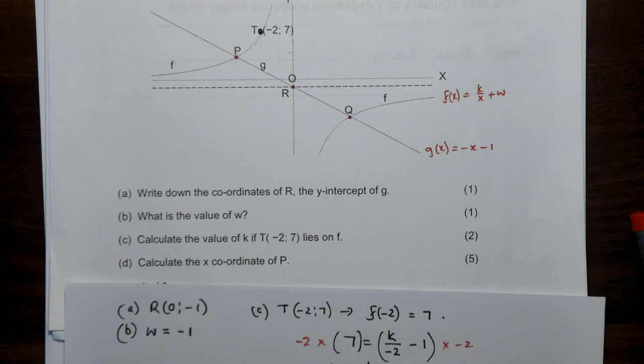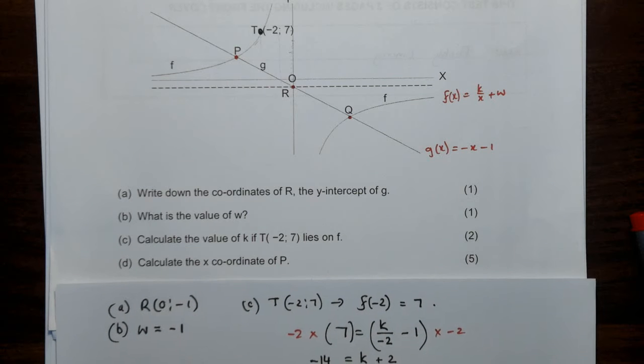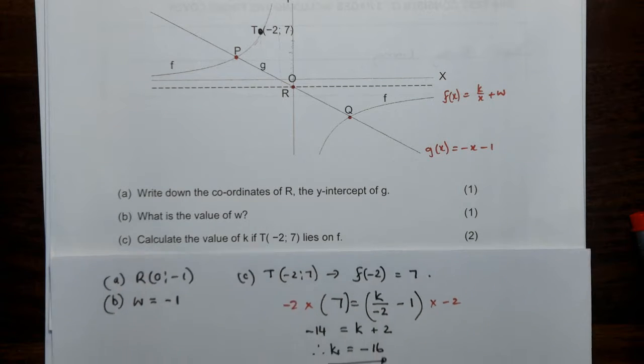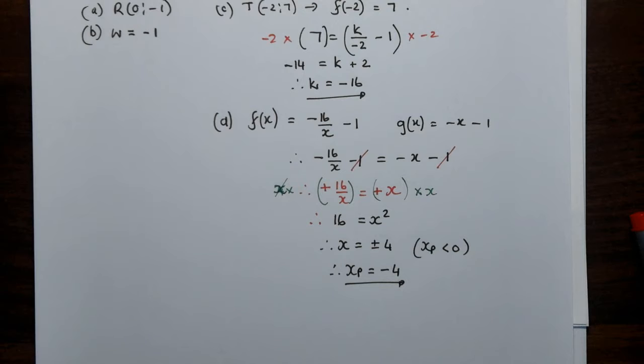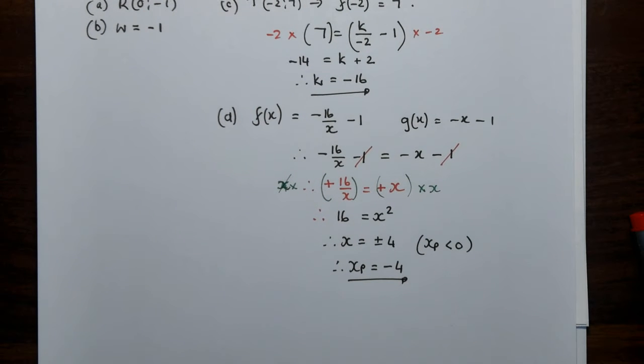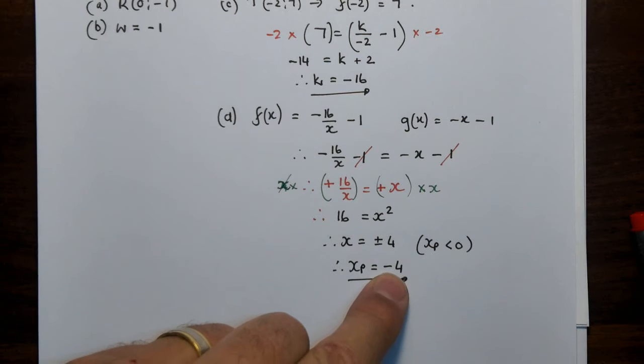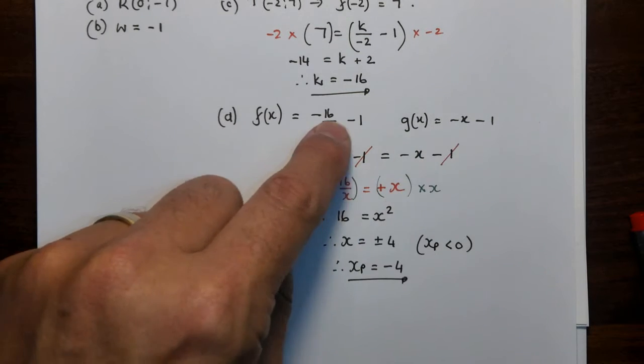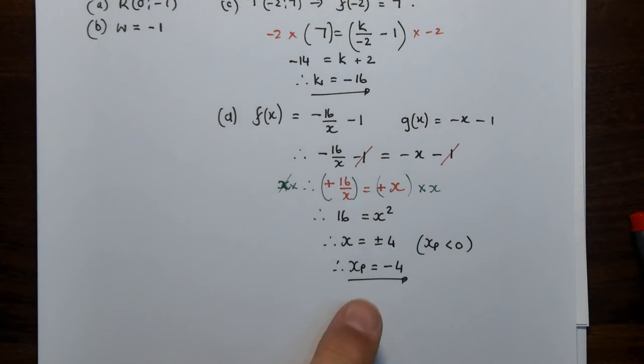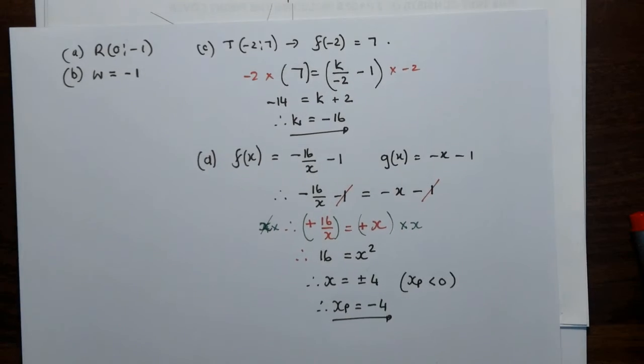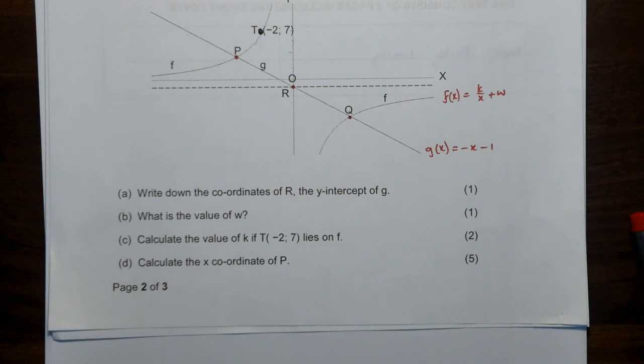And that's all they wanted. Calculate the x-coordinate of P for 5 marks, folks. You don't have to find the y-coordinate. If they said find the coordinates of P, you will go and substitute this back into either the line, I think the line is going to be easier, and write down the coordinate P. Okay, that dealt with the functions, the hyperbola, and the line.